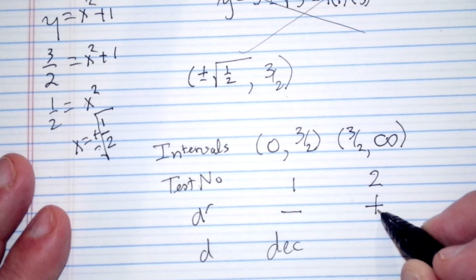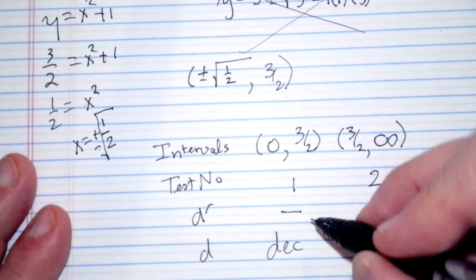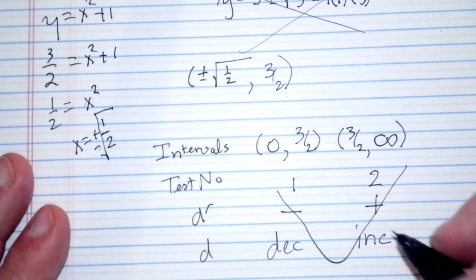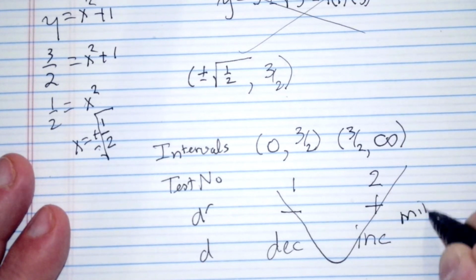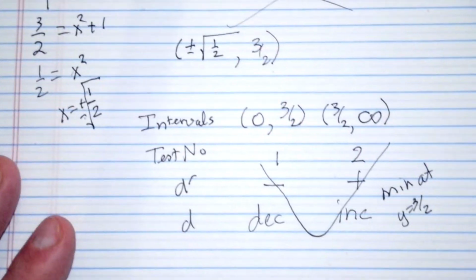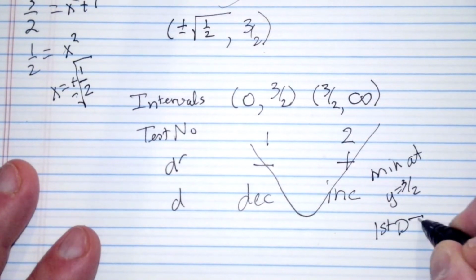The derivative is positive on the right side of 3/2, so that means the function is increasing. So the function decreased and then increased. We have a minimum at y equals 3/2, and that is all courtesy of the first derivative test.